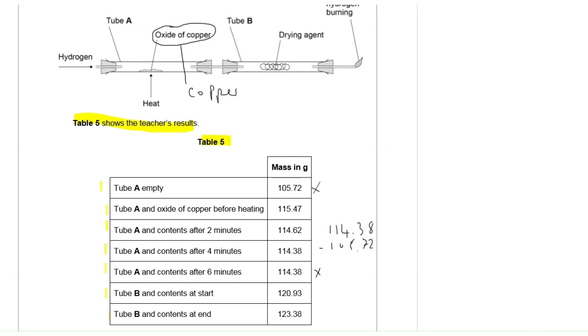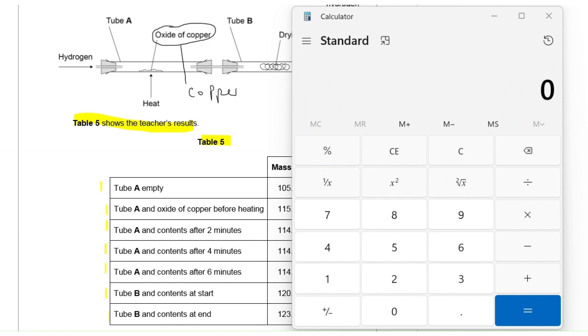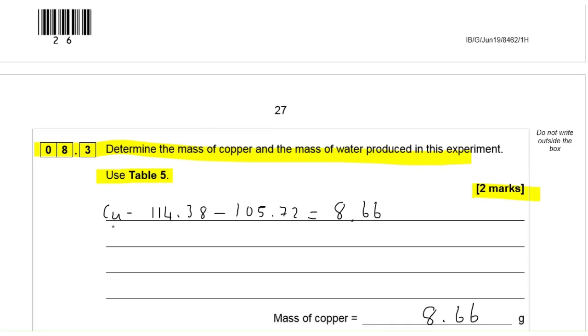So here's the calculator now. So we're going to key in 114.38 minus 105.72 gives us 8.66. So here's the sum in the answer space.